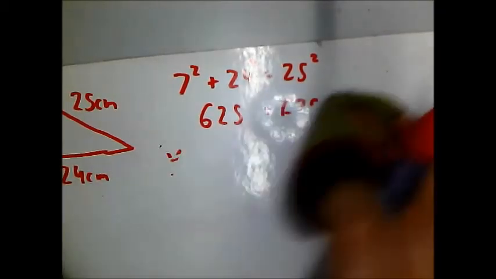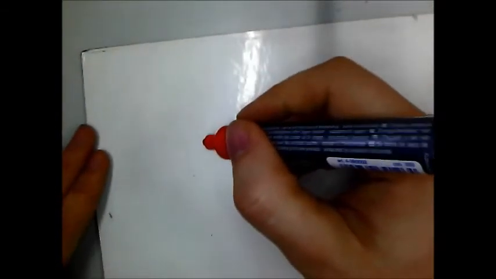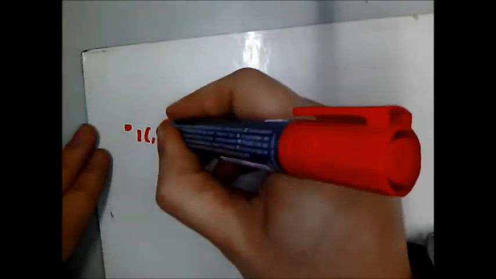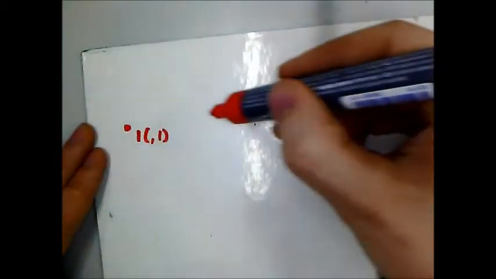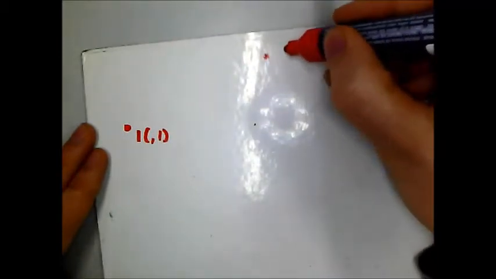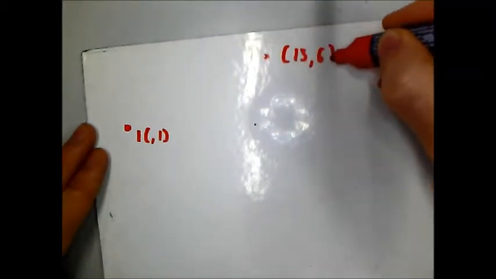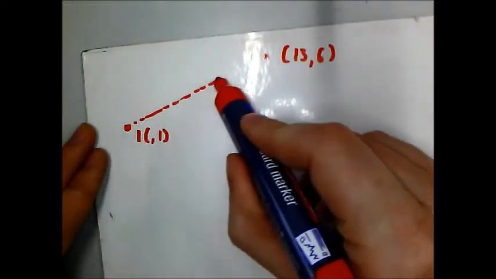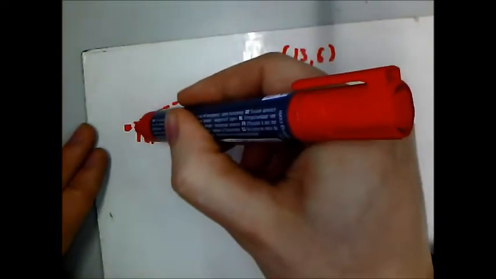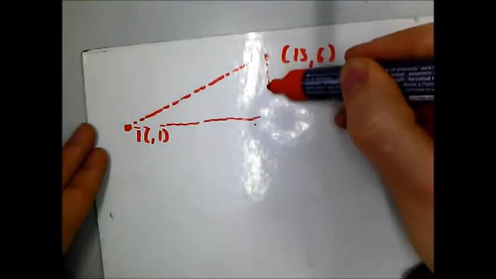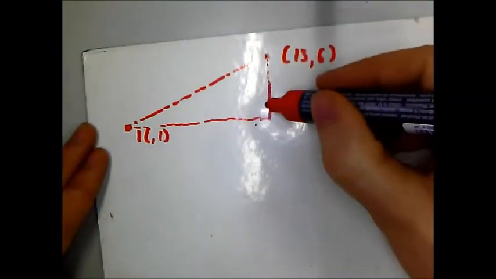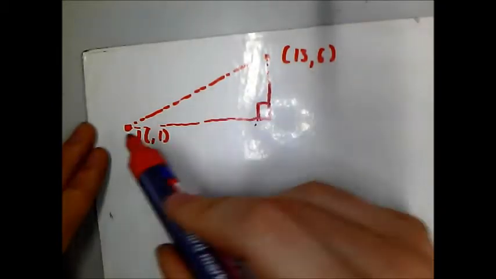Okay, question 2. I've got two coordinates here, A and B, with 13, 6 and 1, 1. I want to work out how long the line is that joins them. If I do a rough sketch of this, this point here is 1, 1, and then I go along 13 and up 6, this will be 13, 6. I've got this line here. Now, if I draw vertical and horizontal lines, I can see I get a right angle triangle. So I can work out the length of this line by using Pythagoras' theorem.